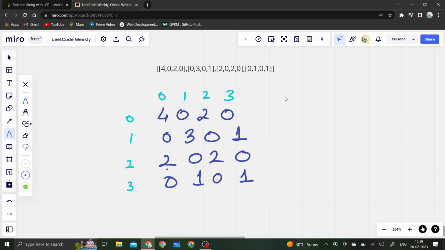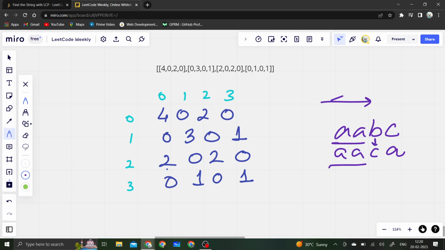First thing is, the string is lexicographically smaller if its initial elements are lesser. So let's say we have A, B, C, and we have A, C, A. We are given these two strings and we have to find the lexicographically smaller one. As we see, these two characters are similar, so we first find a differing character, which is B and C. Whichever has less value appears first in the dictionary, so it is lexicographically smaller.